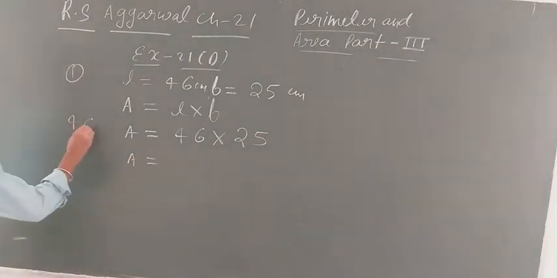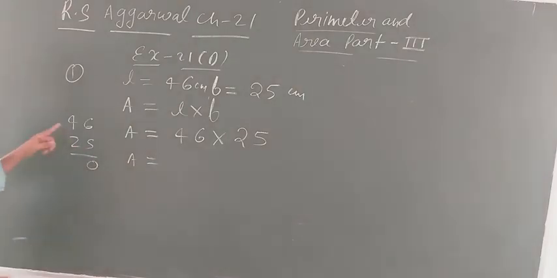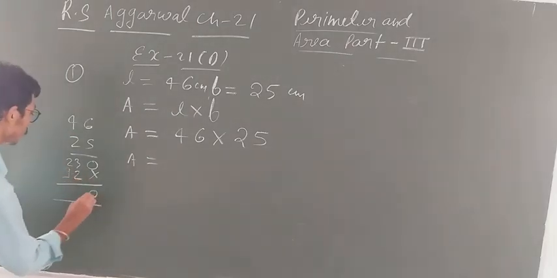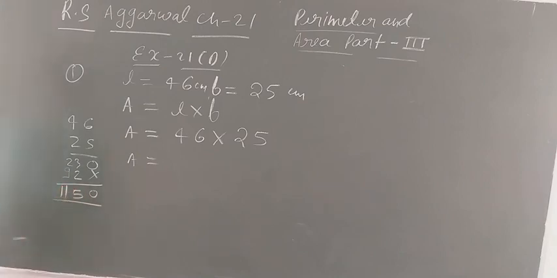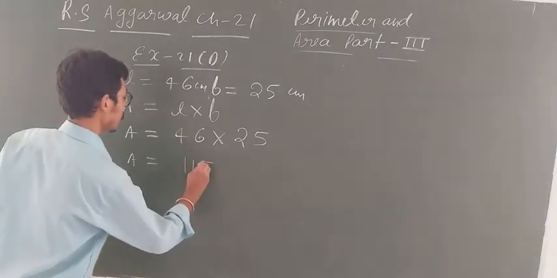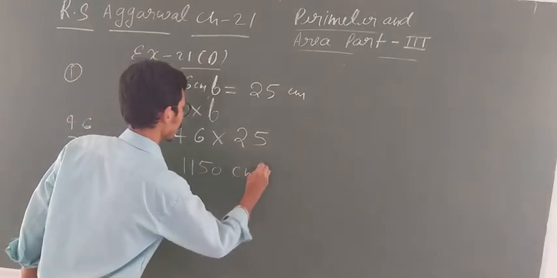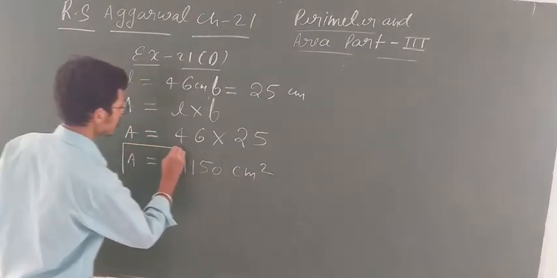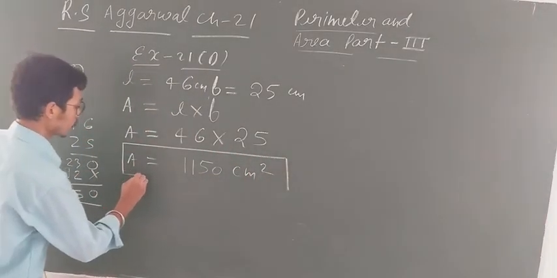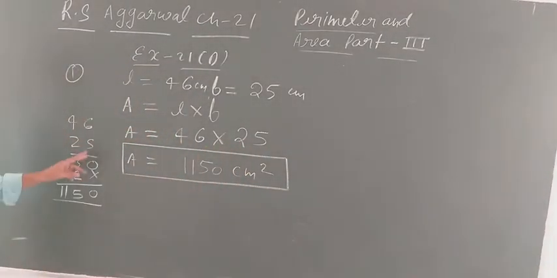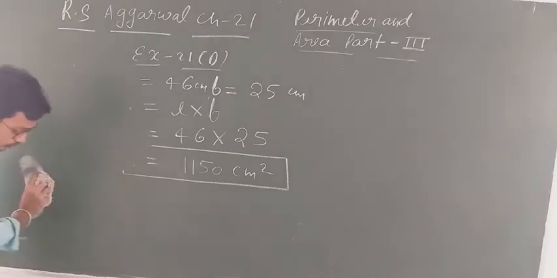So 46 multiply by 25. 5 6s are 30, 5 4s are 20, plus 3 is 23, 2 6s are 12, 2 4s are 8, or 9. Clear? This will become what? 0, 5 and 11. Clear, student? So this will come 1150 centimeter square. Student, if there is any problem in multiplication, division, subtraction, addition, maybe, so you have to check. Clear? So this is your area of the rectangle. So only you have to use the formula. You can solve all the questions based on this. Clear, student? So now come to the next question.